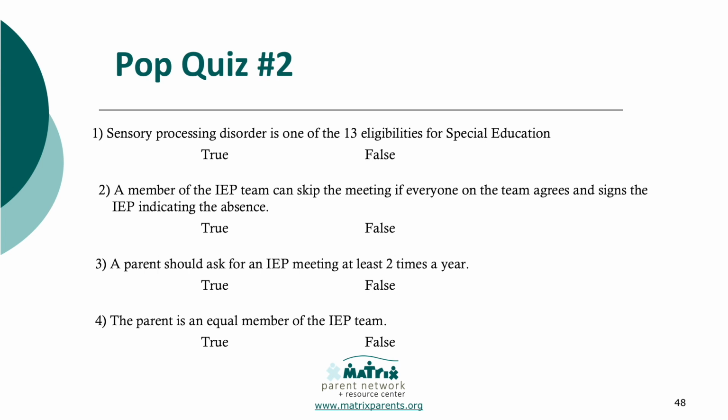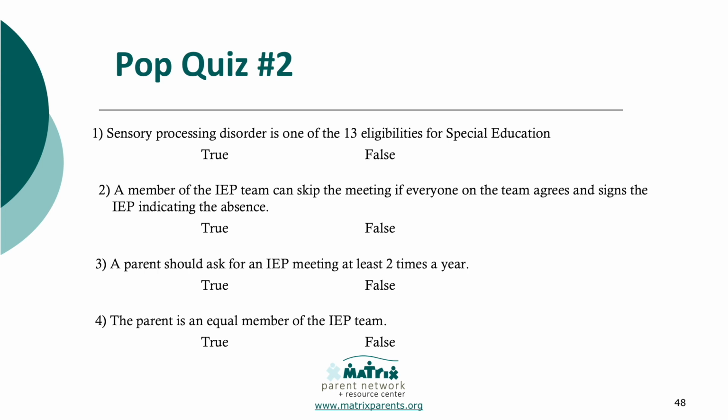A parent should ask for an IEP meeting at least 2 times a year. Well, it might be a good idea, but what's required is 1 annual meeting. And you should only ask for another IEP meeting if you feel like something isn't going as well as you think, or you don't understand whether your child's making progress. There should be an issue that brings up the need for another IEP meeting.